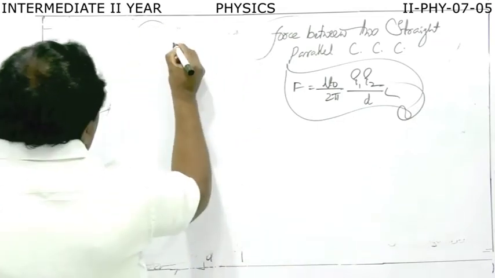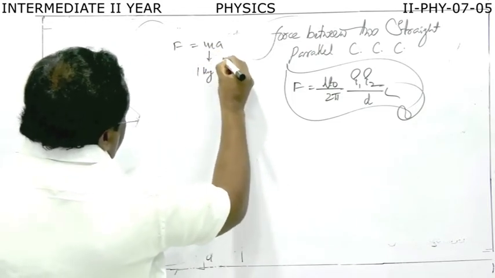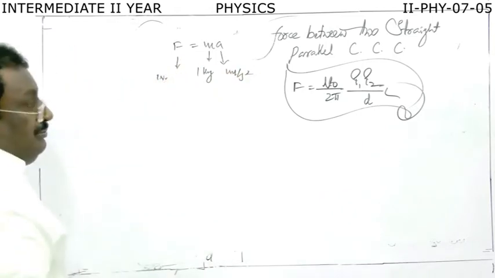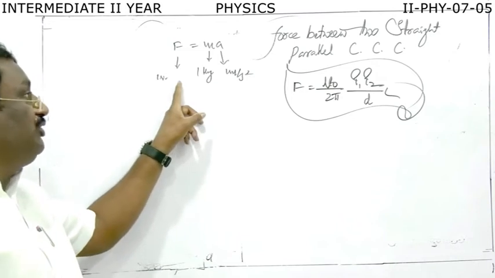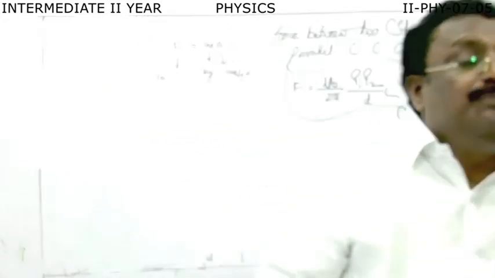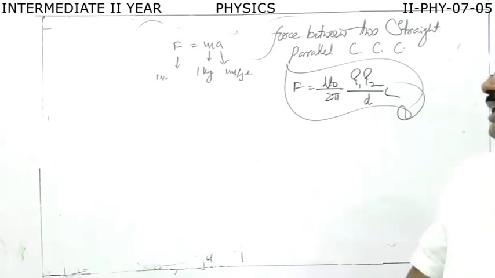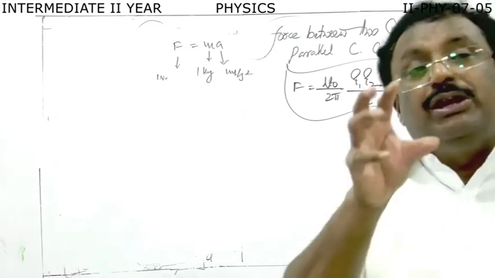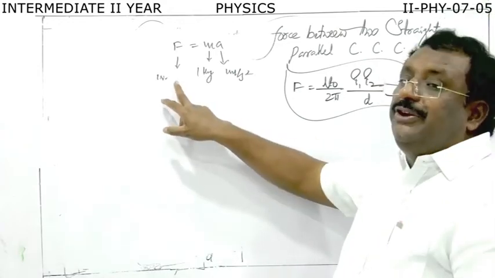If you want to define the Newton, we use F is equal to MA. If you take mass 1 kilogram and acceleration 1 meter per second square, then F becomes 1 Newton. Newton is defined as the force that produces 1 meter per second square acceleration in a 1 kilogram mass. Even though force is not visible, we can define it like this: to produce 1 meter per second square acceleration in 1 kilogram mass, that force is what we call 1 Newton.